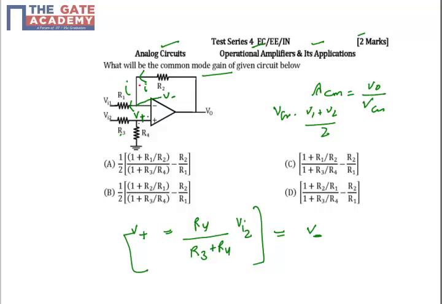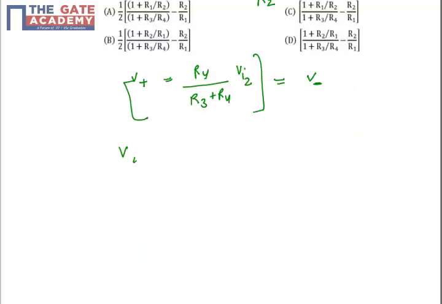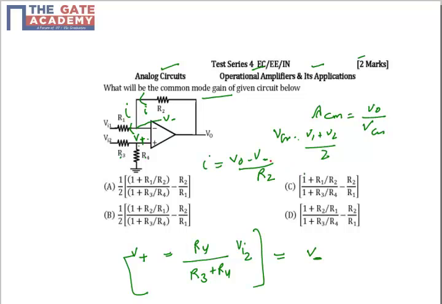Now this current I which I have assumed across R2, from Ohm's law you know that current always flows from high potential to lower potential, and the current is moving out from V0, so I will be (V0 minus V minus) upon R2. You can rewrite the equation as V0 is equal to V minus plus I times R2.